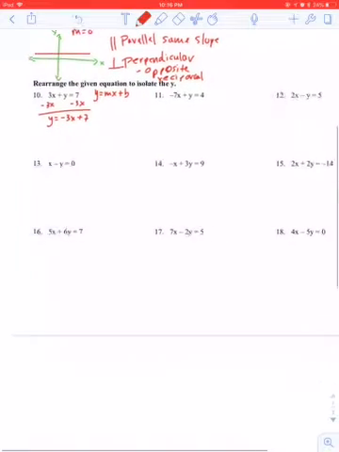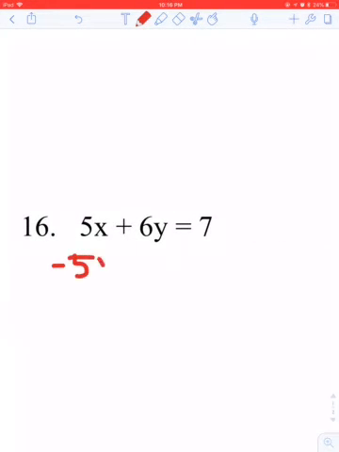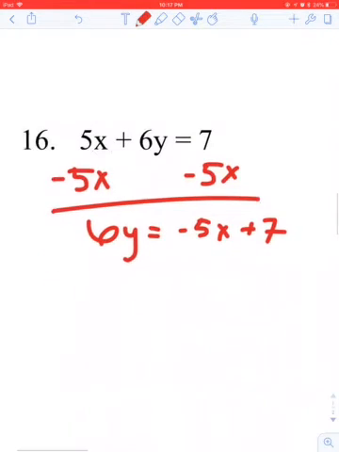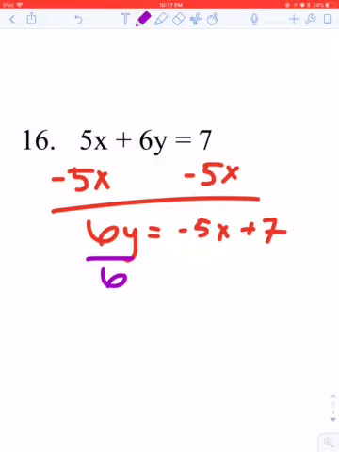Do one more. For example, number 16. First thing is minus 5x to both sides. And you see you get 6y is equal to negative 5x plus 7. So I'm just writing the 5x first because the form is y equals mx plus b. The x comes before the number without the letter. And then last step I have to do, here I need y by itself, so I'm going to divide everything by 6.